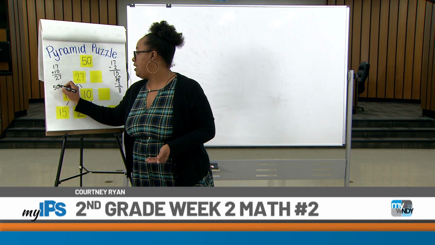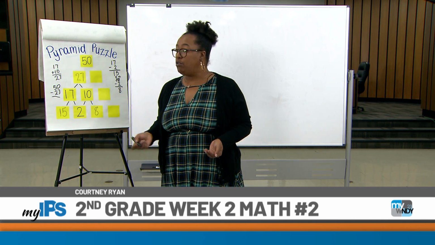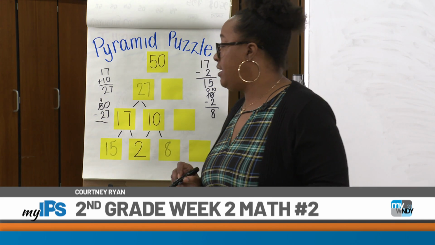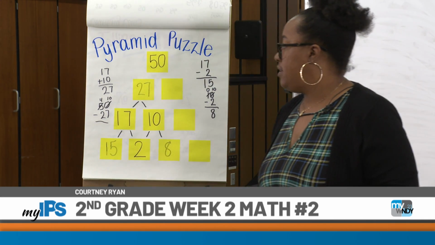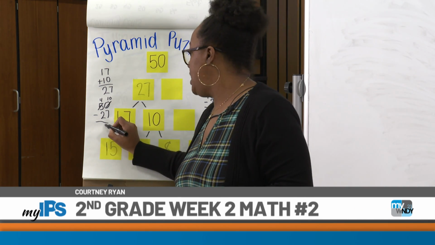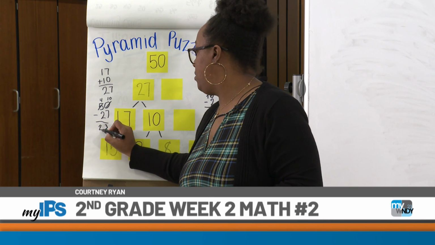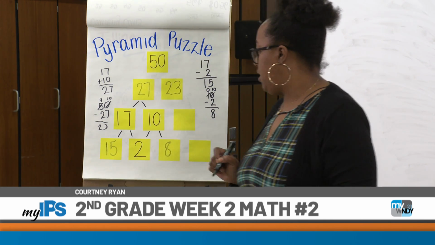So 50 minus 27. Again, I'm going to have to regroup. So I'm going to borrow from the tens place. I'm left with 4 tens. Carry that 10 over to the ones place. 10 minus 7 is 3. And 4 minus 2 is 2. So I know that 23 goes here.